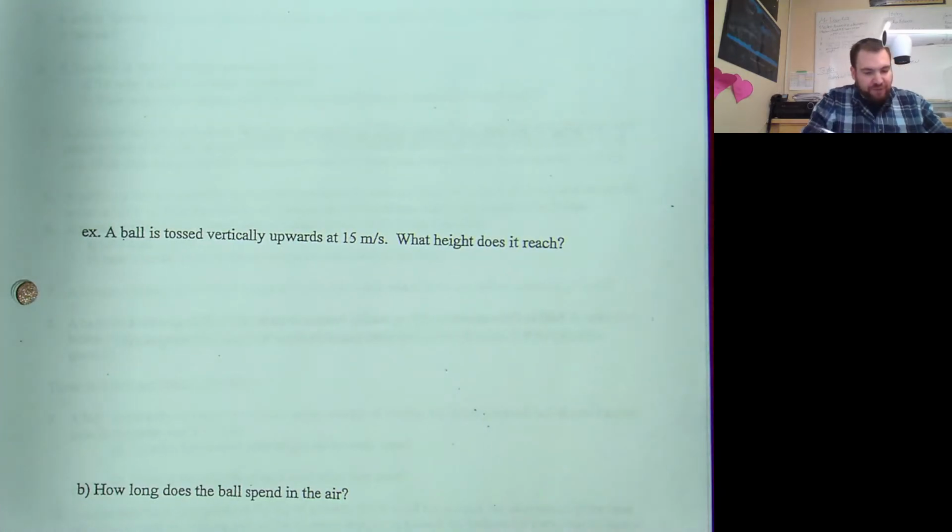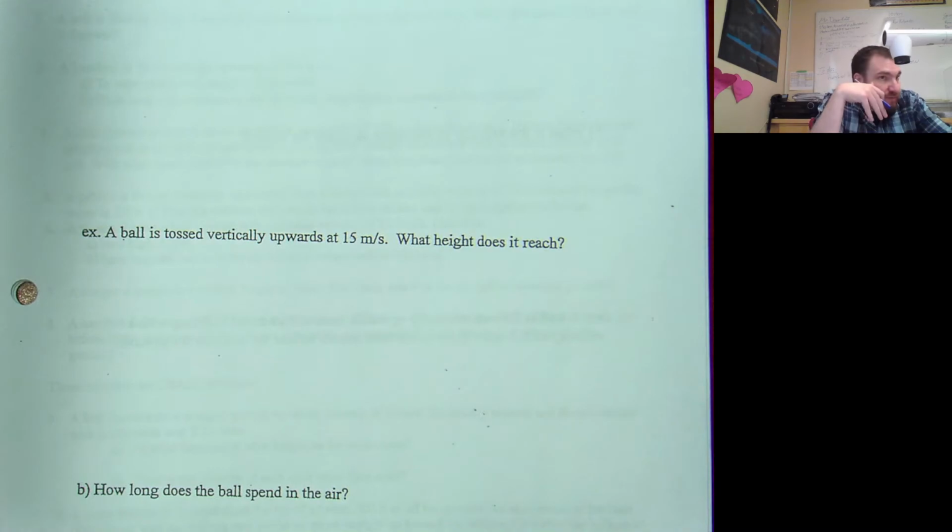I've got a ball tossed vertically upwards at 15 meters per second. How high does it go? Nothing has changed how we approach these questions. The only thing that has changed is the implications of the wording. Like before, I gave you questions like, this object starts at rest, or the object was moving and comes to a stop. The language there tells you that at rest, initial velocity is 0. Coming to a stop means final velocity is 0. The language gave you something to assume.